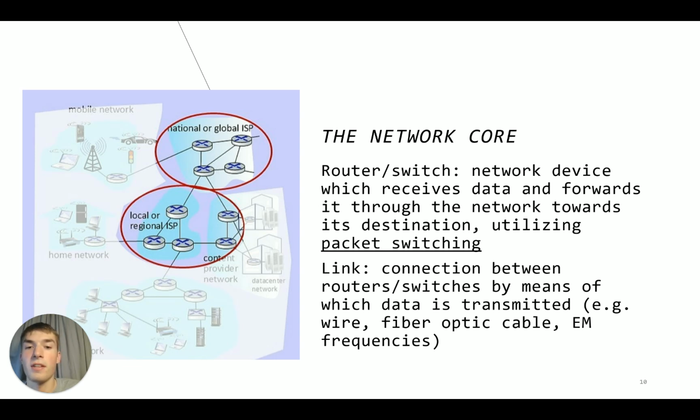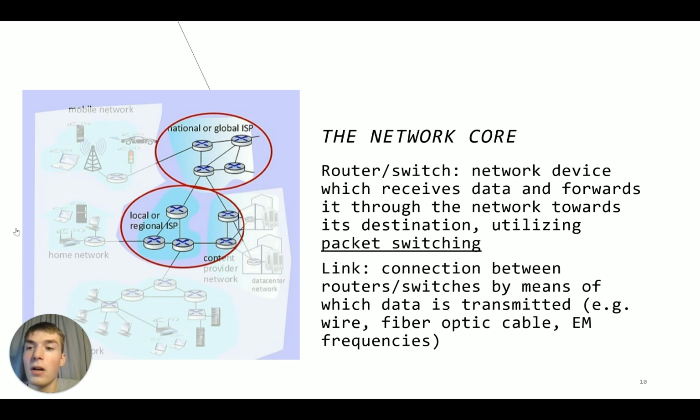And today we're going to be discussing the network core. The network core is essentially made up of routers and switches as well as links. Routers and switches, we've talked about them a little bit before, but they're basically hubs through which data can flow. And so what they're going to do is forward data that they receive toward the destination that the data is meant for. And they're going to utilize a process called packet switching, which we're going to discuss in more detail later on.